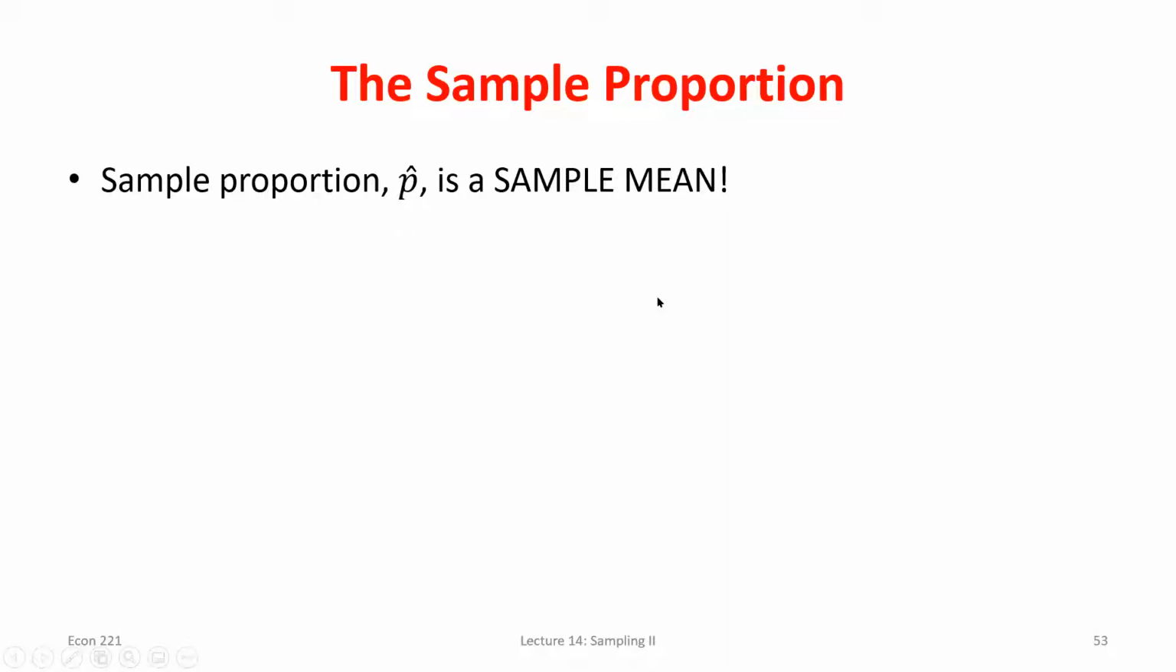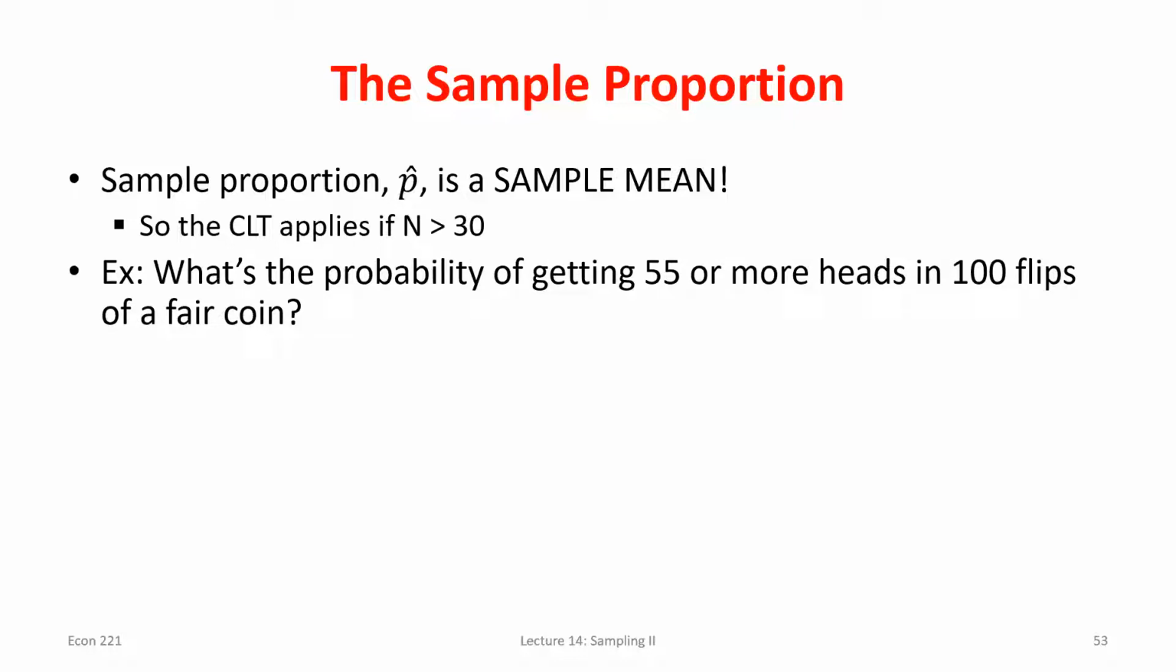So I already mentioned that a sample proportion is a sample mean, just a unique circumstance. So as long as we get over 30, we can apply the central limit theorem and work out problems in a similar manner to what we did with sample means. So let's say we want to know the probability of getting 55 or more heads in 100 coin flips. Okay, so 55 or more heads in 100 coin flips.